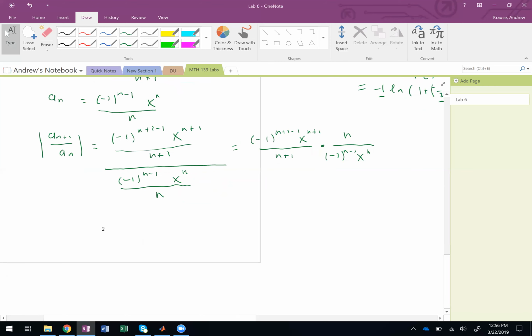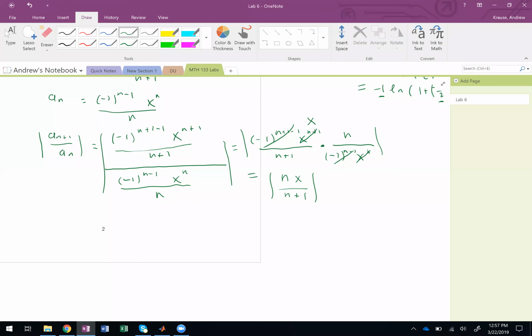Okay, and then I want to cancel all the terms I can cancel. So this x^n will cancel all the powers except for that x^(n+1) power, so I'm just left with an x over here. Oh, and I had absolute values everywhere. And this (-1)^(n-1) cancels everything but one of those minus 1s, but it's in absolute values, so I don't have to worry about any of that. So I'm really just left with the absolute value of n times x over n+1.